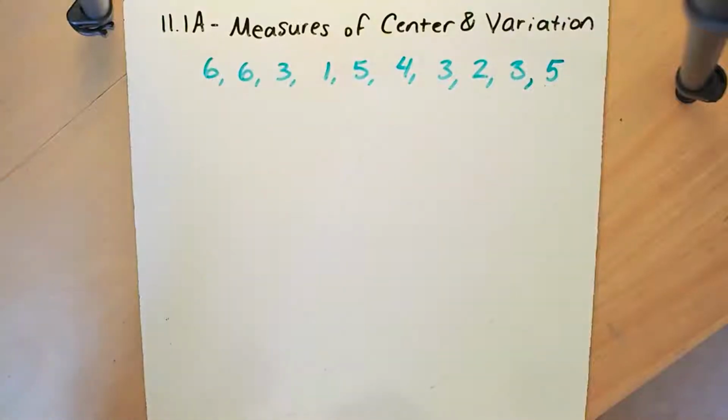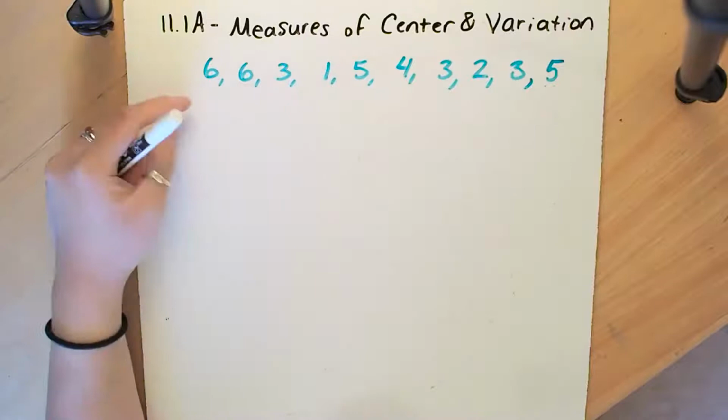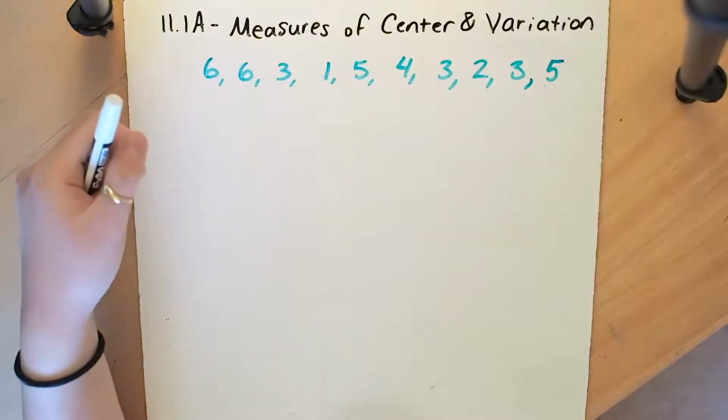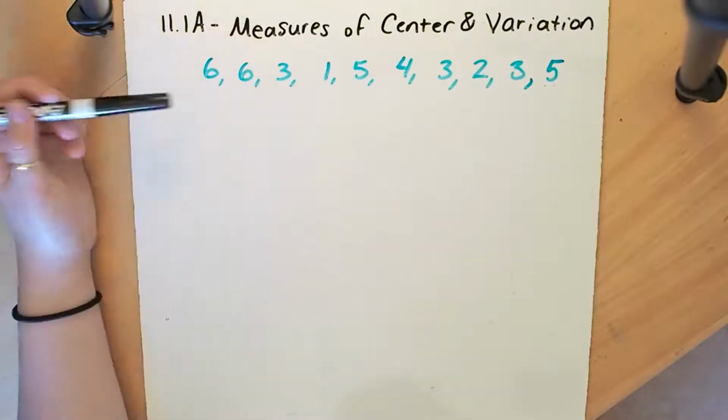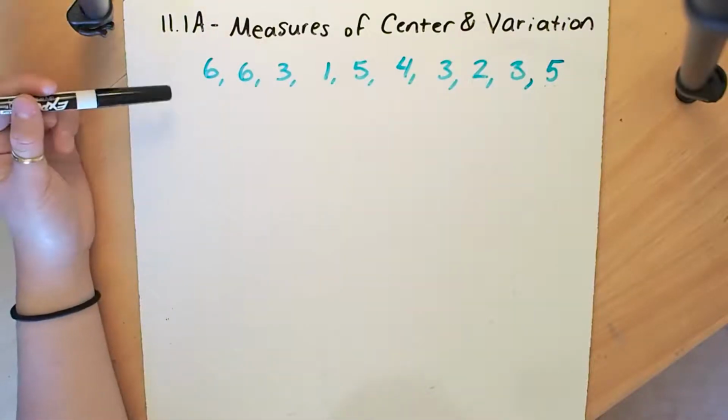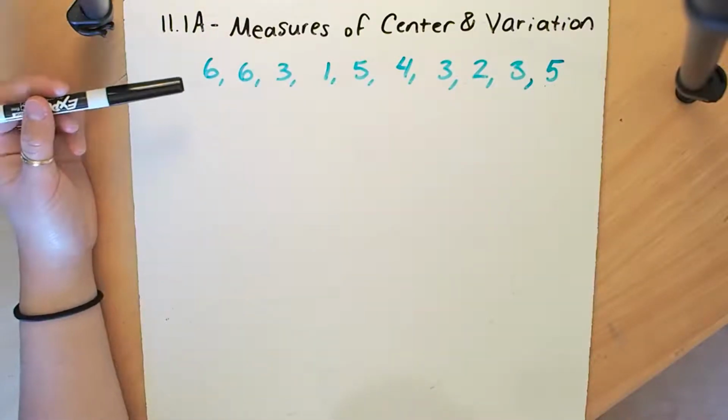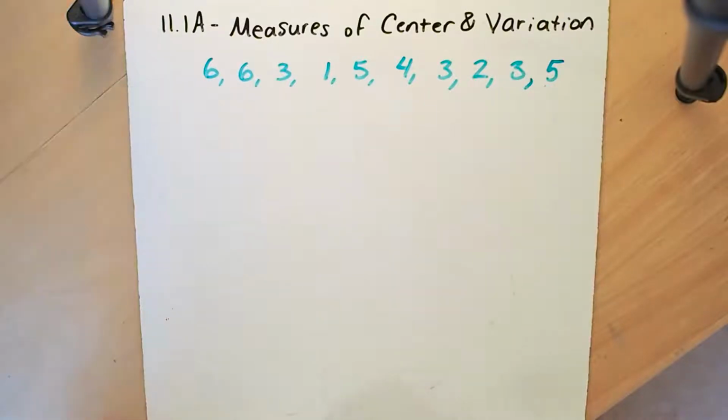So in chapter 11, we're going to be talking about analysis of data sets. Simple data sets are just sets of numbers like this. They can be collected from scientific experiments, just from observation. For example, these numbers here might be the result of if you asked a bunch of people how many siblings they have. We're going to be talking about measures of center and variation.